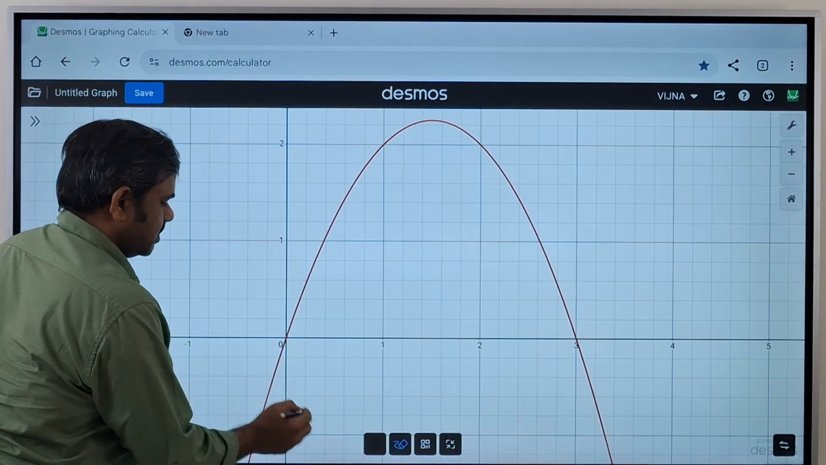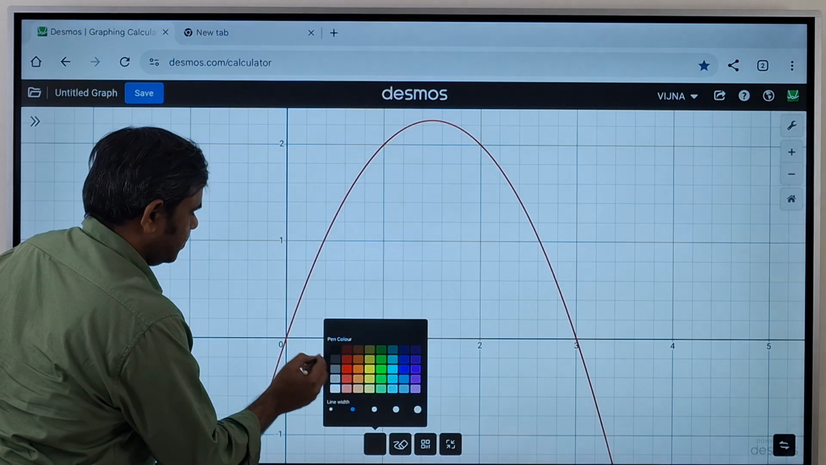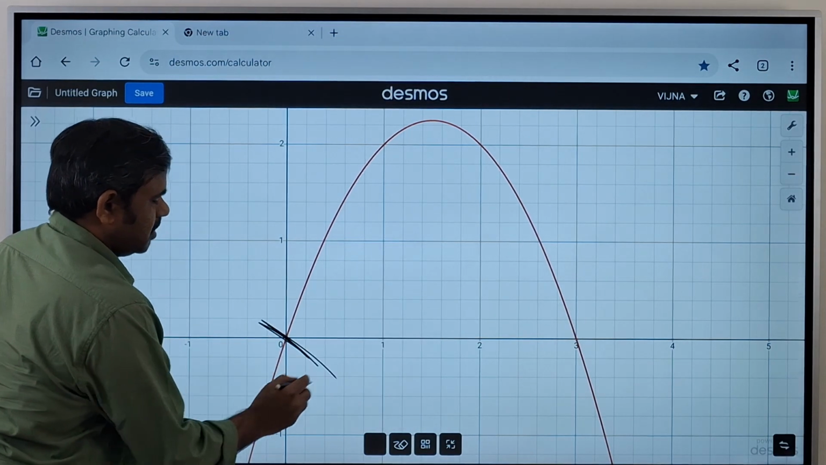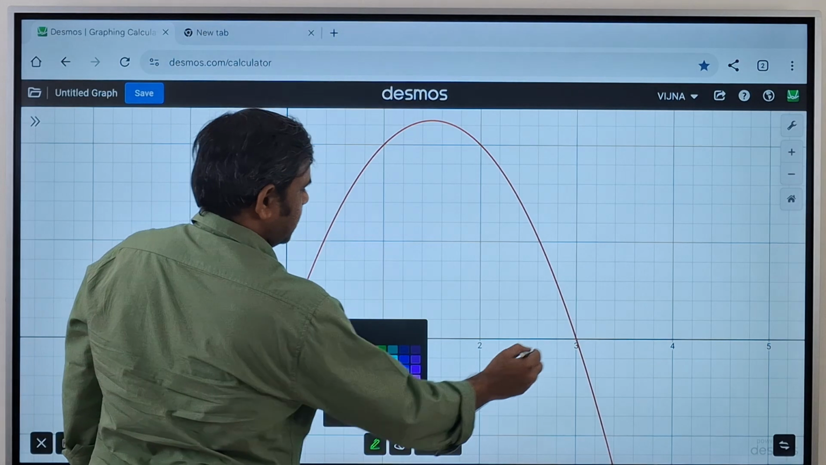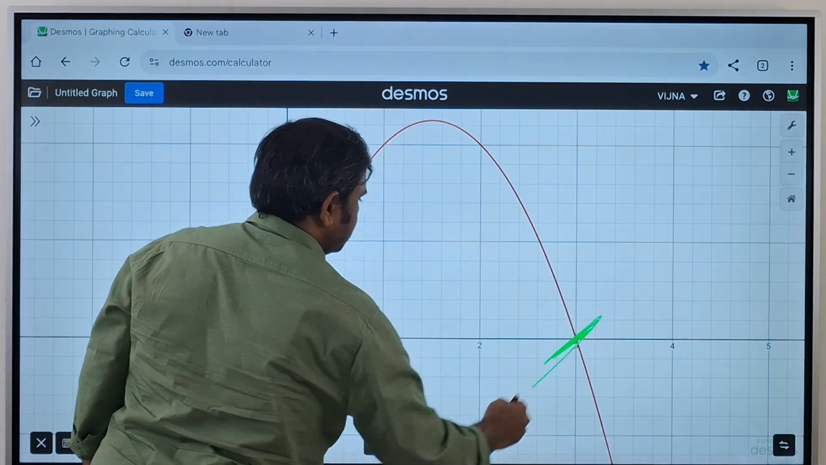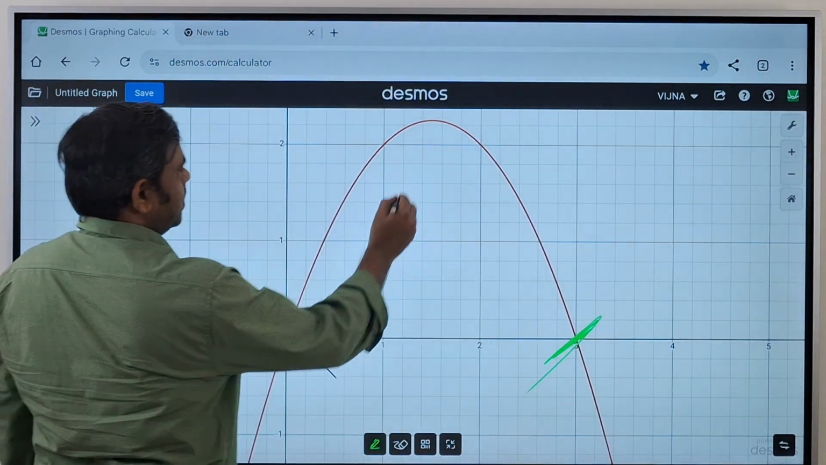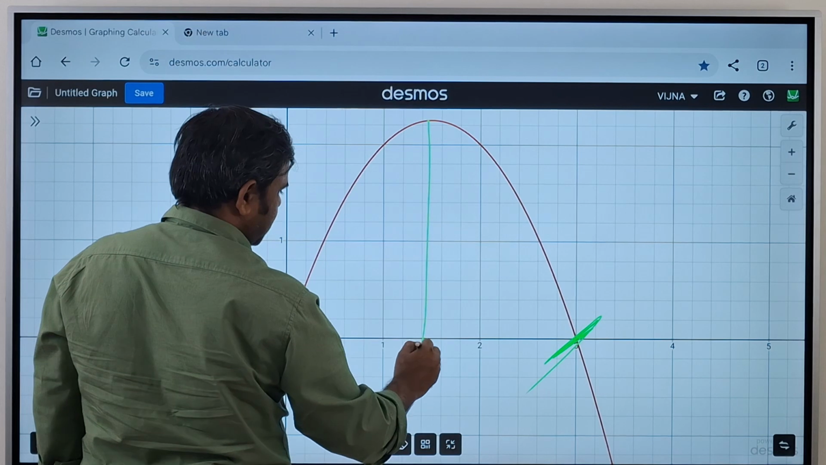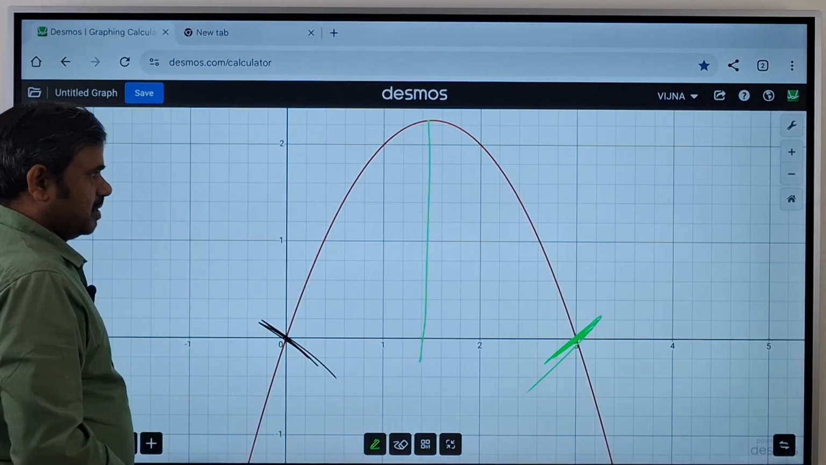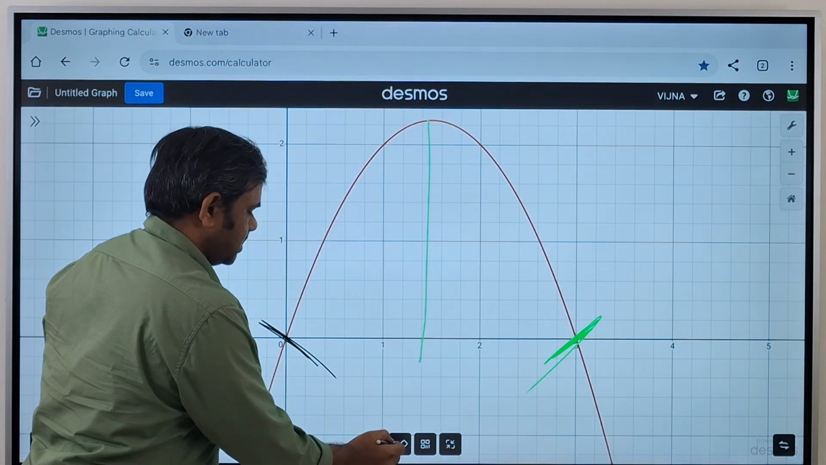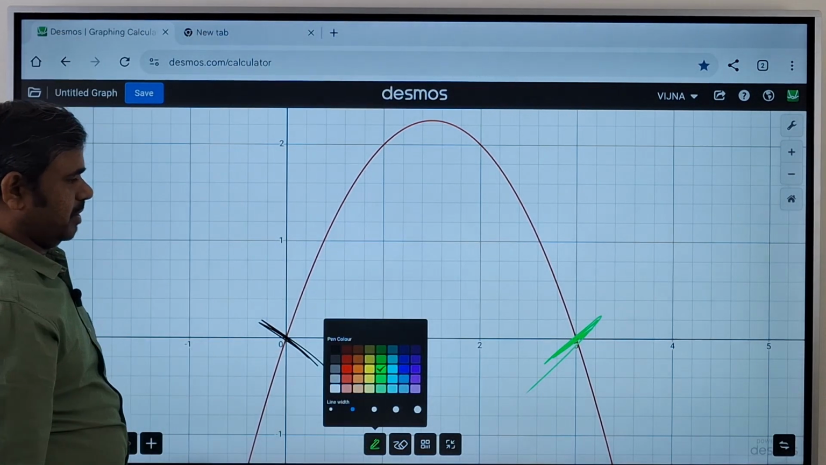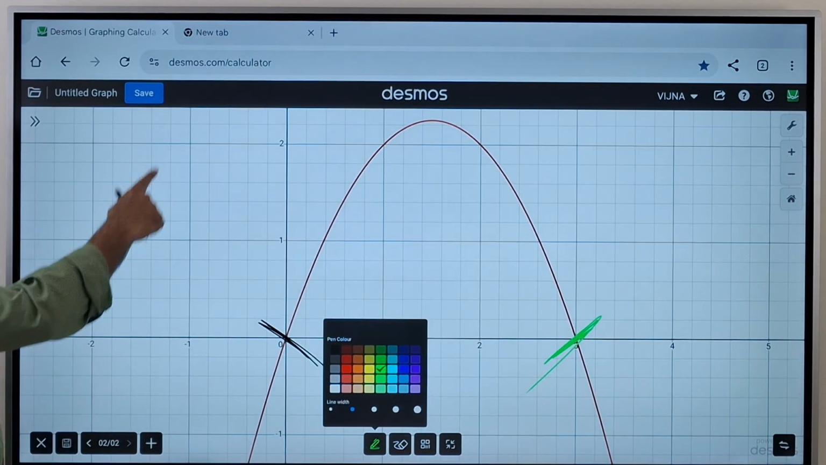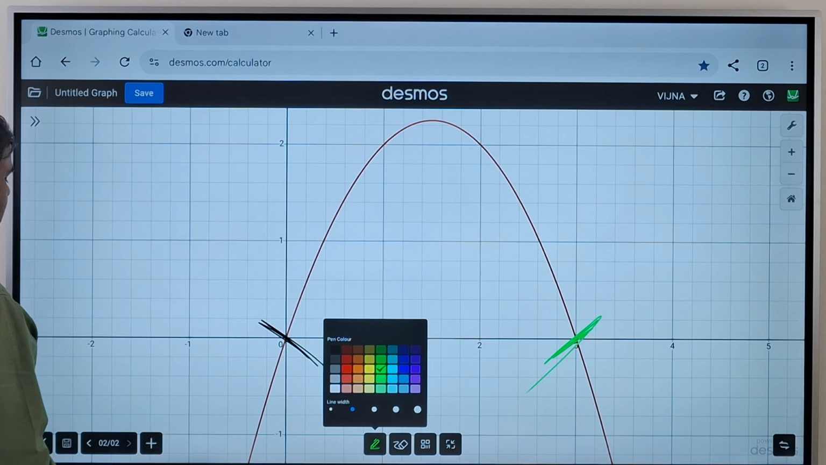Graph passes through origin. The graph is passing through the origin, and it is passing through the point (3, 0). y becomes maximum at x equal to 3 by 2. At x is equal to 3 by 2, y becomes maximum. Okay, so this is the shape of the graph that we have also drawn.